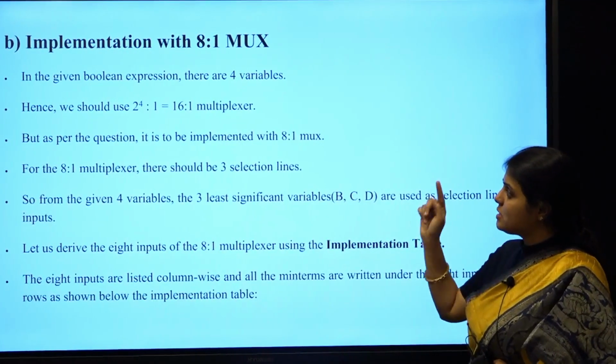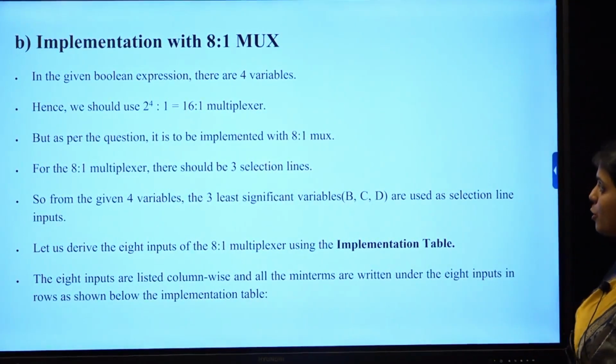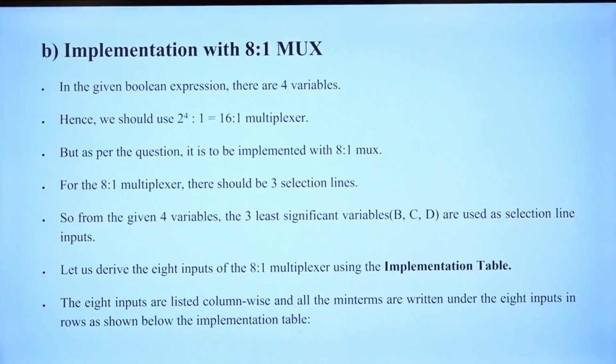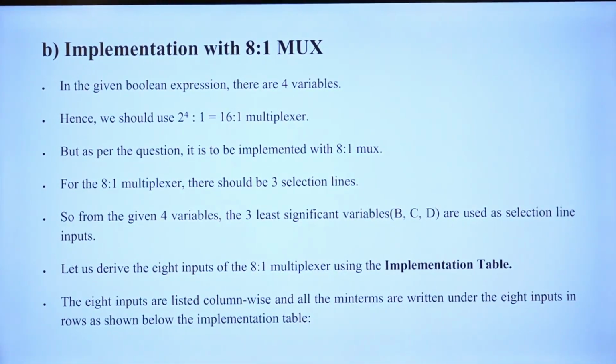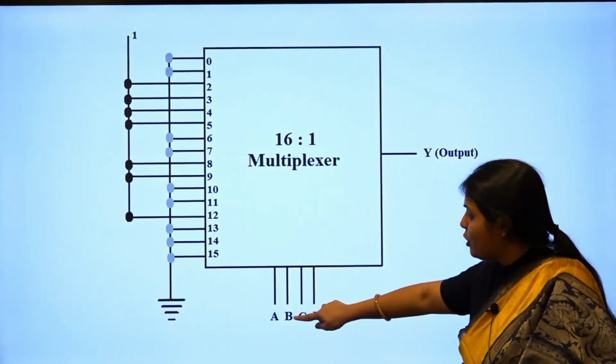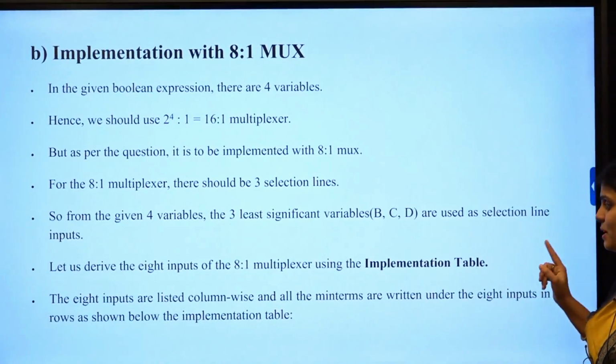Now when I talk about the same implementation using an 8:1 mux. As per the question, we are supposed to implement using an 8:1 mux. So for an 8:1 mux, we will have only 3 select lines, right? So when I talk about 3 select lines, I will have only B, C, D. But here I have 4 inputs which are A, B, C, D.